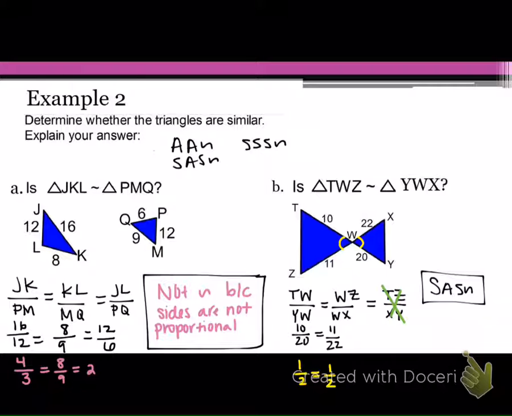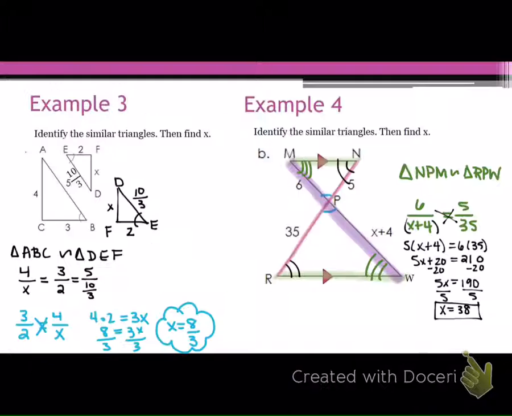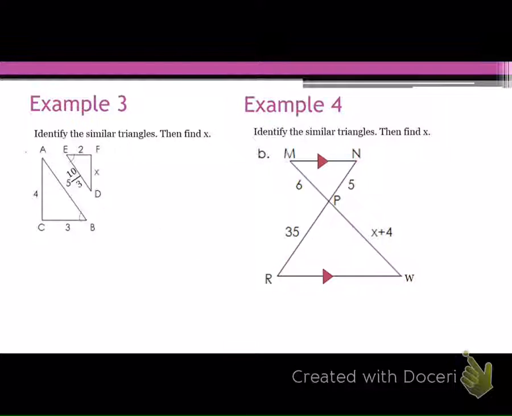For this one, I have 2 sides marked, so I can't use side, side, side because I need a third side. And I can't use angle, angle because I only have 1 angle marked. So it must be side, angle, side that I'm checking for. Okay. And that angle is the included angle, and it's congruent, and then we just set up the proportions and got the same thing. Does that make a little bit more sense? Okay. You're welcome. All right.